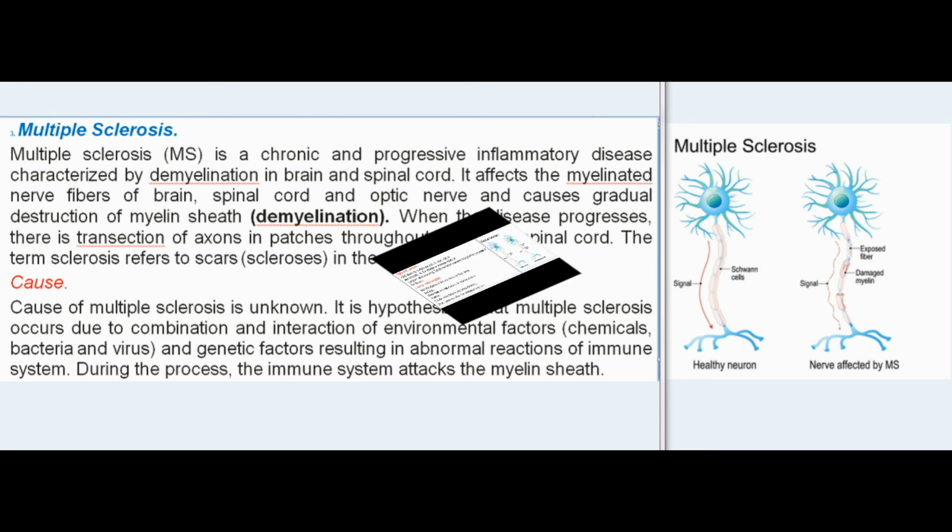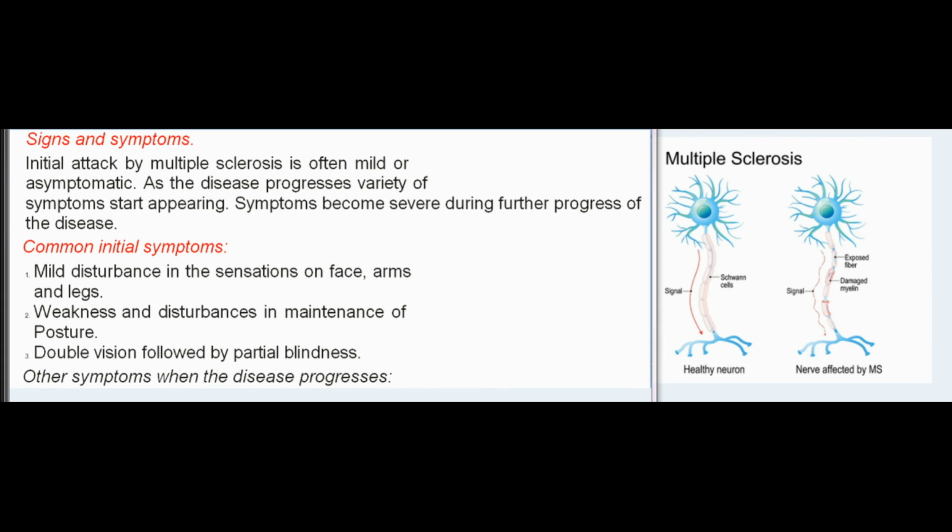Signs and symptoms. Initial attack by multiple sclerosis is often mild or asymptomatic. As the disease progresses, variety of symptoms start appearing. Symptoms become severe during further progress of the disease. Common initial symptoms: mild disturbance in the sensations on face, arms, and legs. Weakness and disturbances in maintenance of posture. Double vision followed by partial blindness.